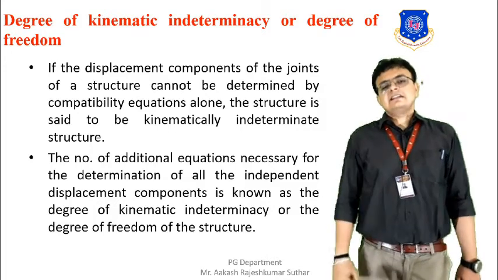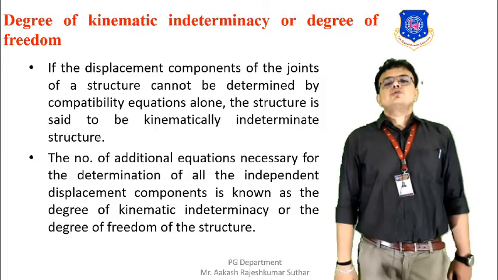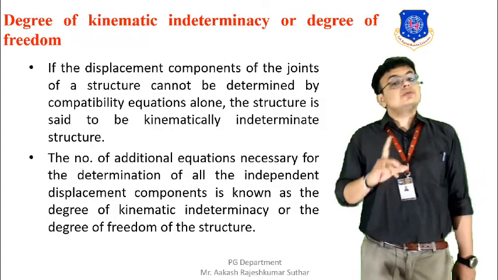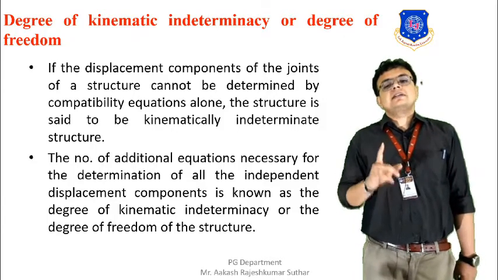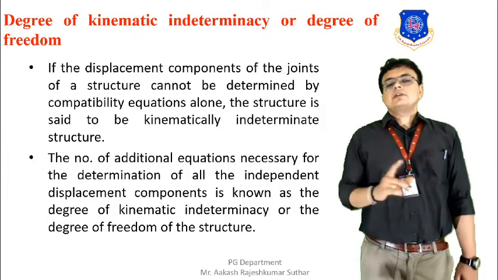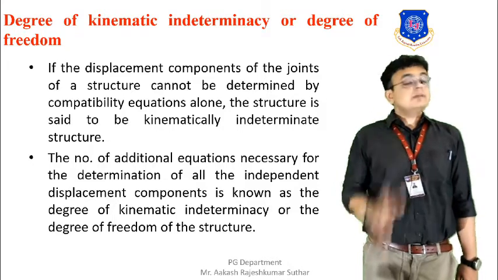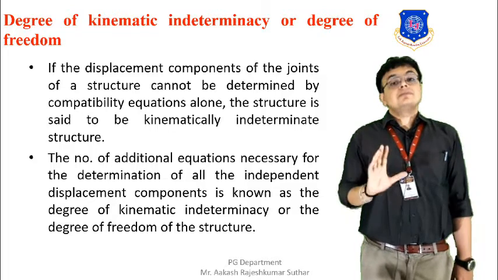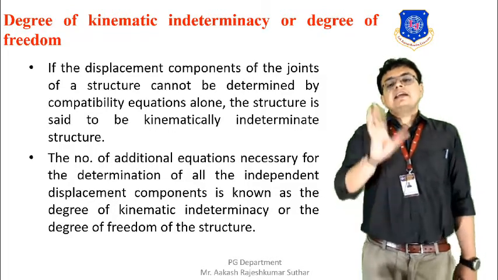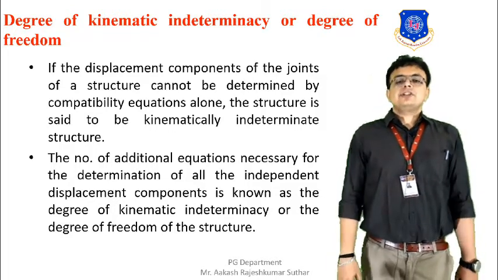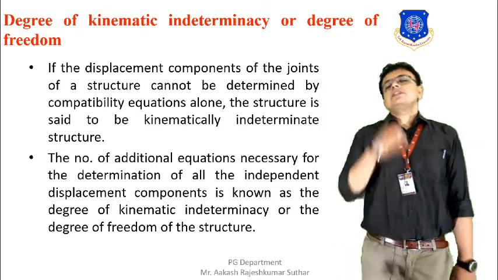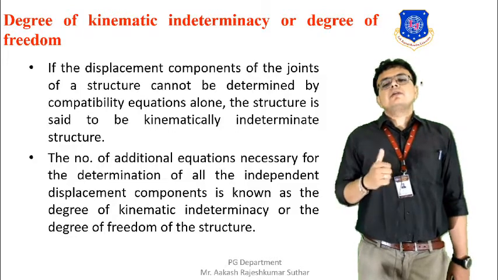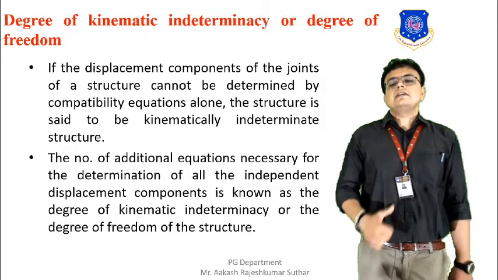Let's discuss in detail. If the displacement components of the joints of a structure cannot be determined by a compatibility equation alone, then the structure is said to be a kinematically indeterminate structure. The total number of additional equations necessary for the determination of all the independent displacement components is known as the degree of kinematic indeterminacy.